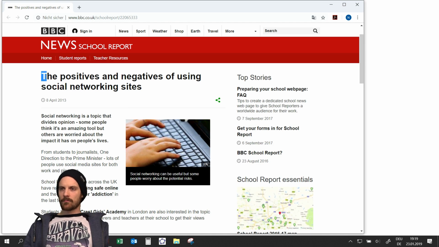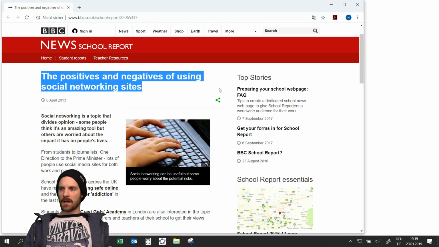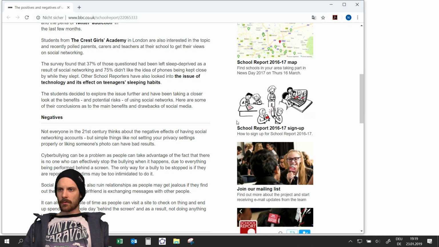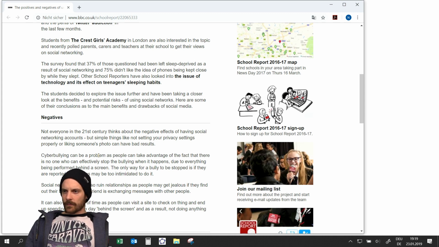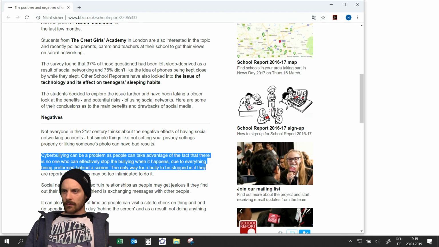In this case, the headline tells you what the article is about: the positives and negatives of using social network sites. The paragraphs are quite short, but for example, this paragraph shows you some ideas.